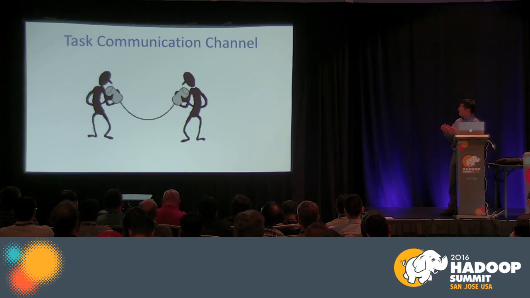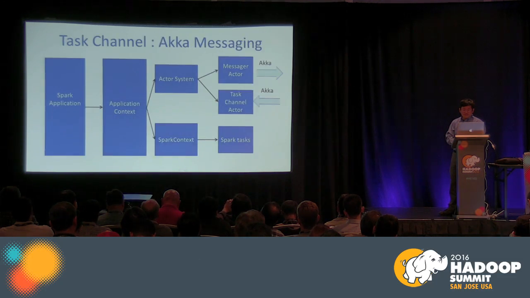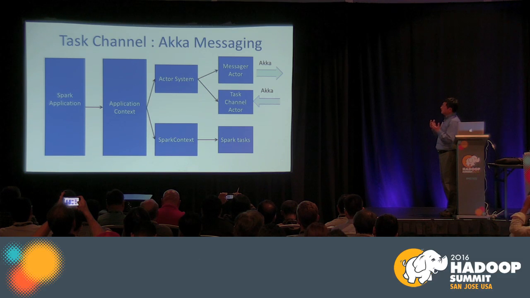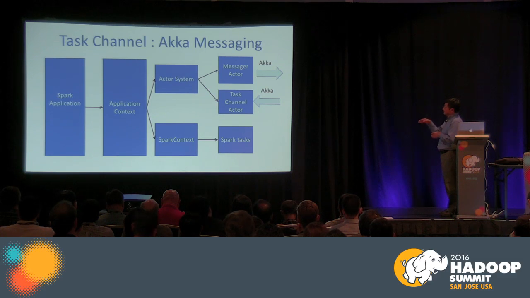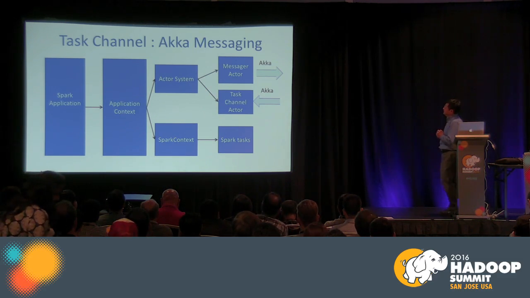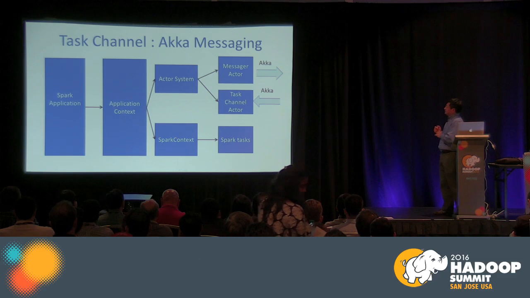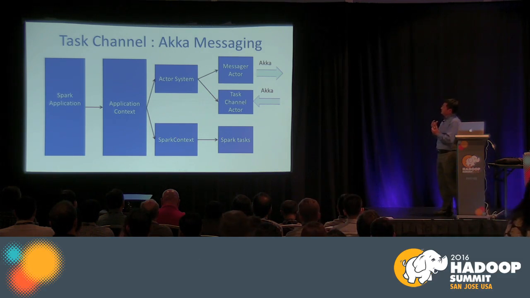Okay, so that takes care of the first part. Next is how we communicate back to the Spark client. Here's the overall picture. When Spark starts to run, before we actually invoke Spark, we create this application context. Besides the normal Spark context and the normal tasks, the application context also creates actor systems. The messaging we send over uses Akka messaging.